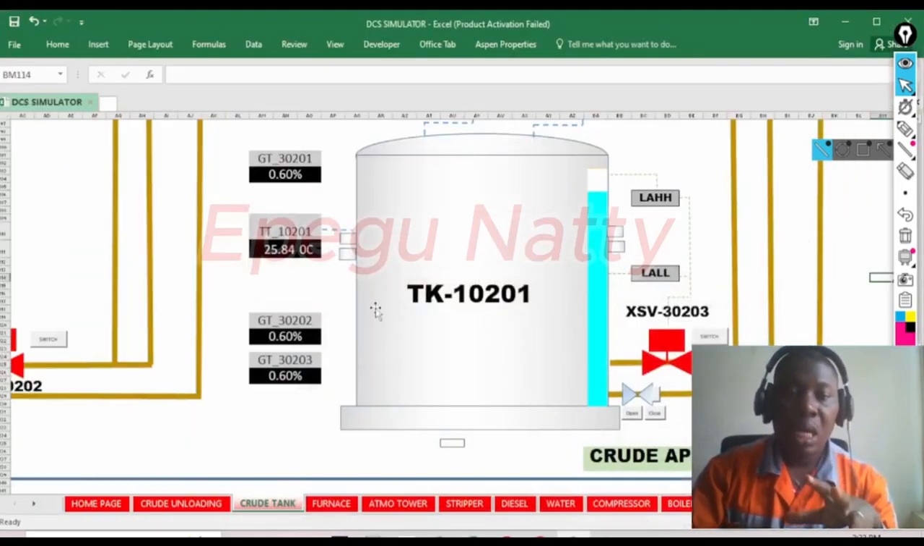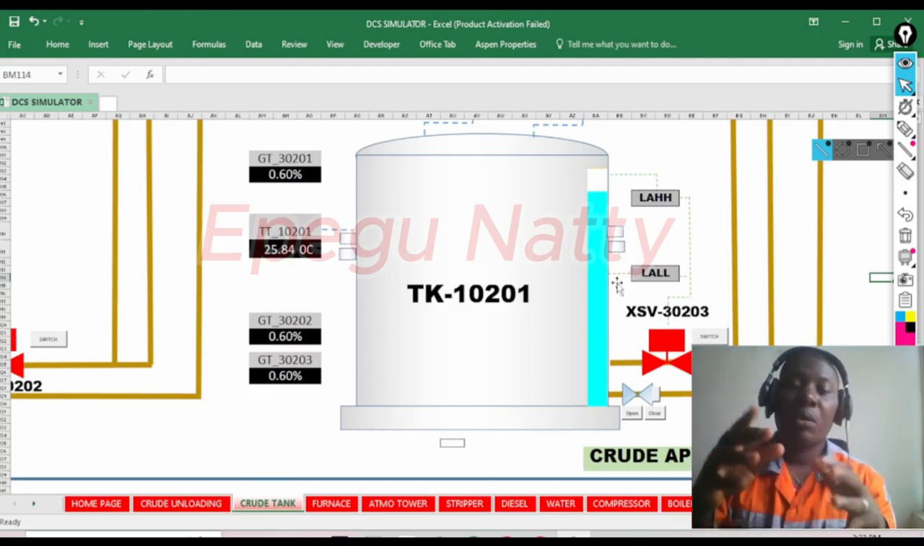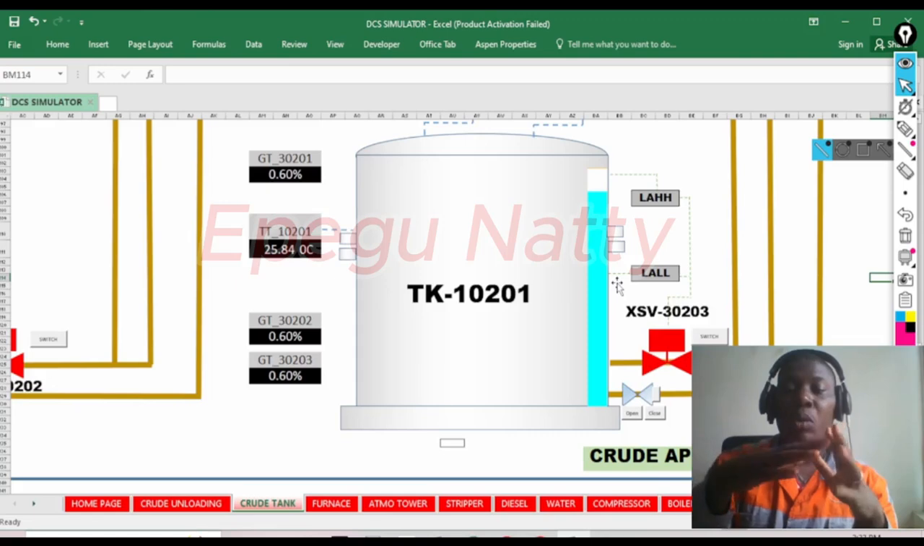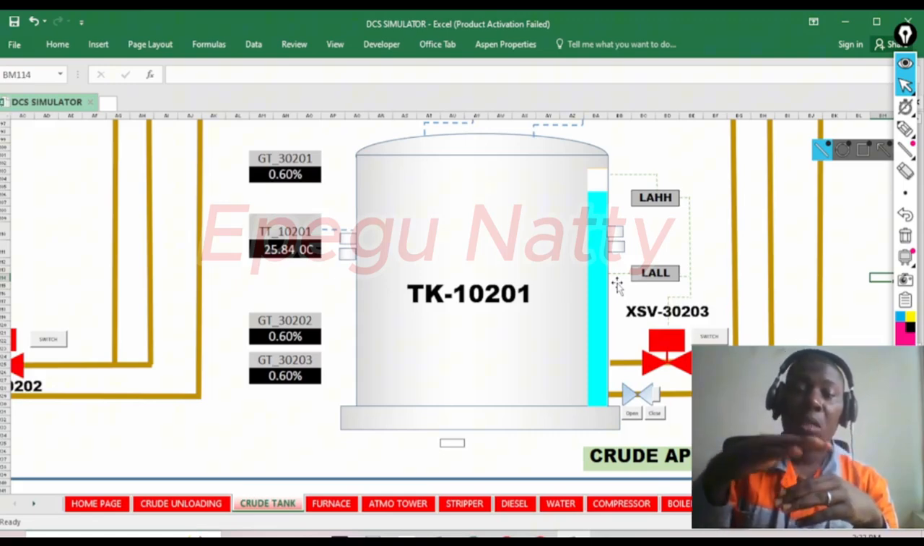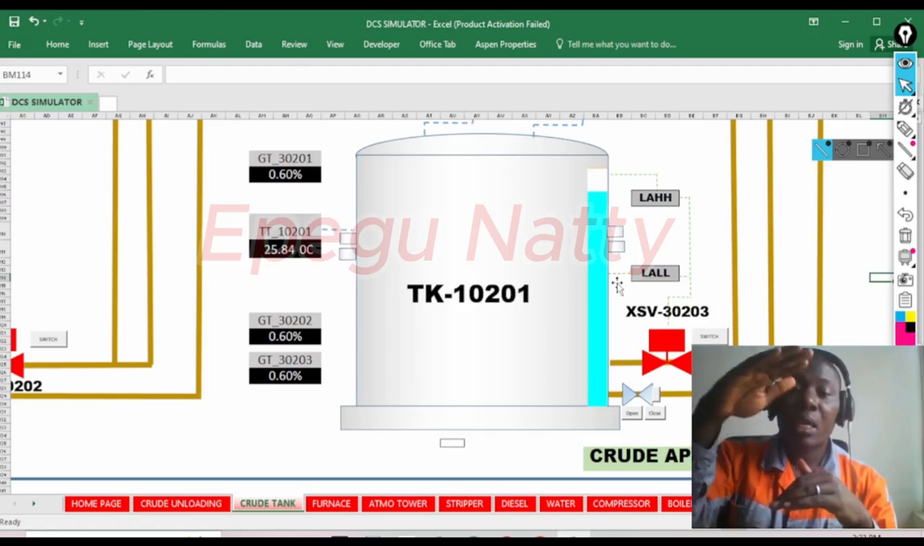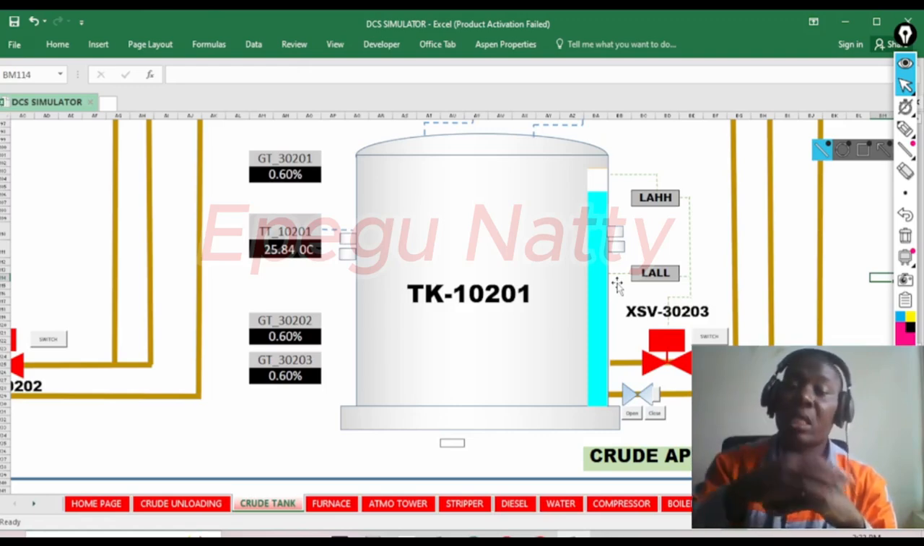Now on this tank we have various things that we need to discuss. The first is level instrumentation. For level instrumentation we have the low level and the high level. The low level is the level at the bottom of the tank. There's a particular margin that is set out to be the low level. Anything below that level is getting critical. Then we have the high level, which is a level at the top of the tank. Anything above that level is getting to a critical level. So that is in terms of the level instrumentation.